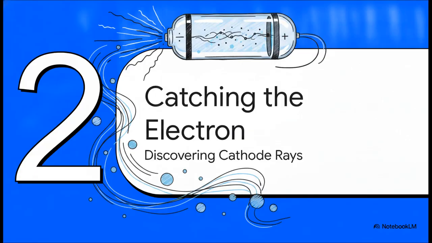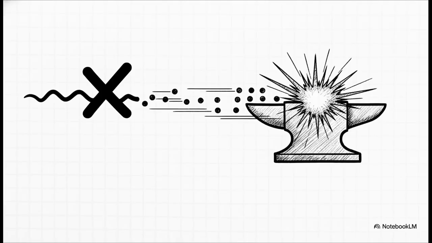Moving right along, Section 2, Catching the Electron. We need to myth-bust a major CEE exam trap right now. Because they're called cathode rays, exam writers absolutely love to trick you into saying they're electromagnetic waves, like light or X-rays. They're absolutely not. Cathode rays are physical, material particles with mass and a negative charge. We know them today as electrons.